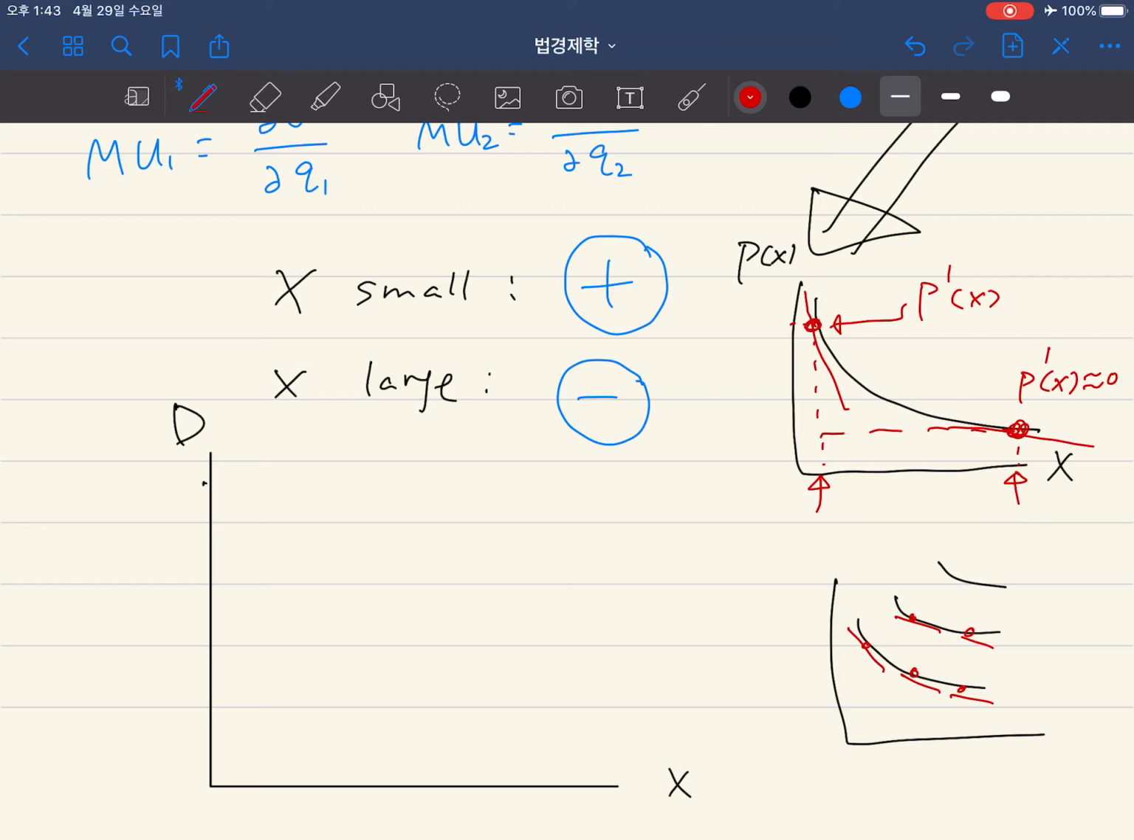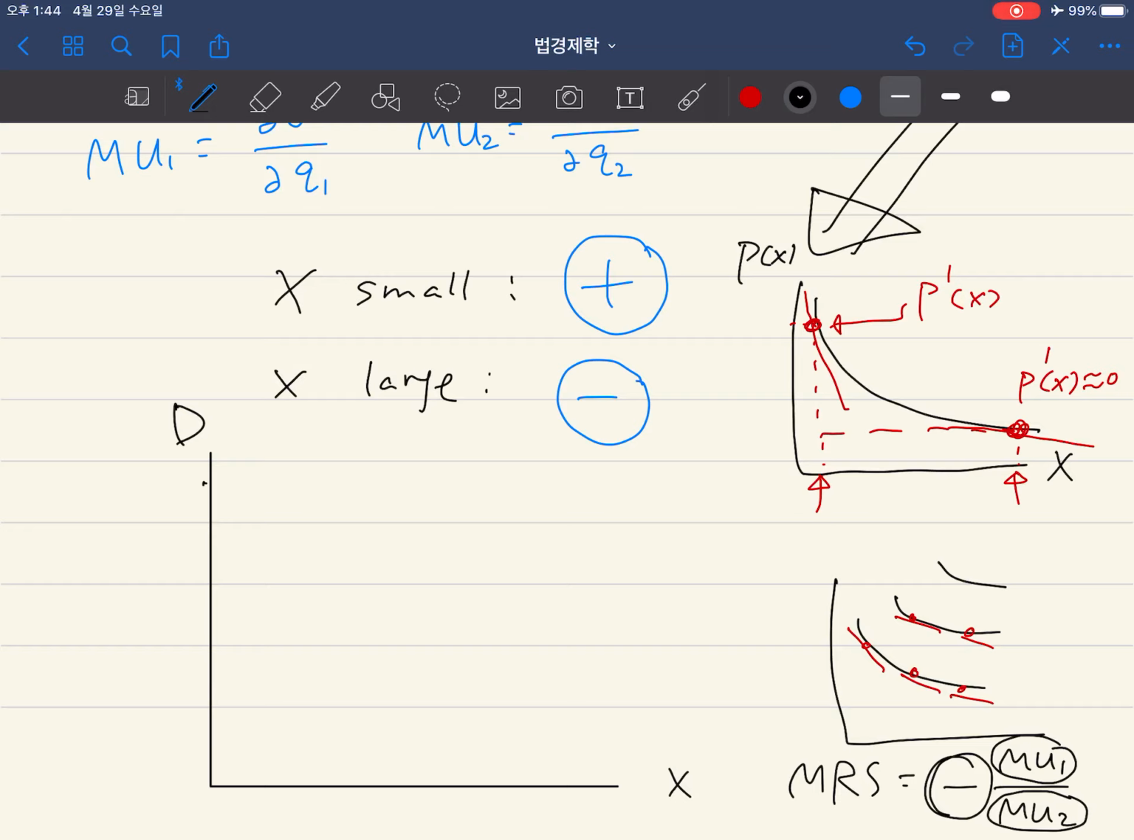This is because, remember, slope is MRS, and this is the formula for the slope. Because marginal utility is always positive, and because of this minus sign, MRS is always minus. So this means if we draw an indifference curve in our consumer's utility maximization problem, the indifference curve is a downward sloping curve with minus slope.